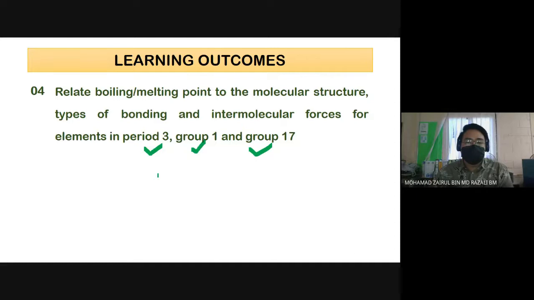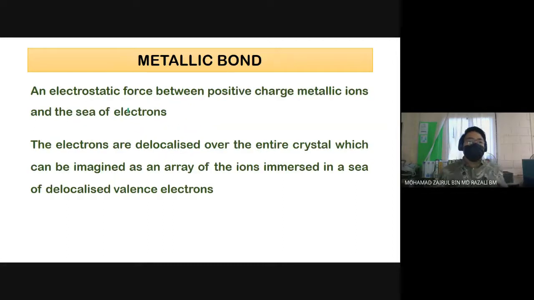Dan yesterday kita dah belajar apa factors yang affect each of the intermolecular forces tu. Okay, macam cakap semalam, the reason kita akan discuss boiling and melting point sebab the value of the boiling or the melting point will reflect the rank of the intermolecular forces.